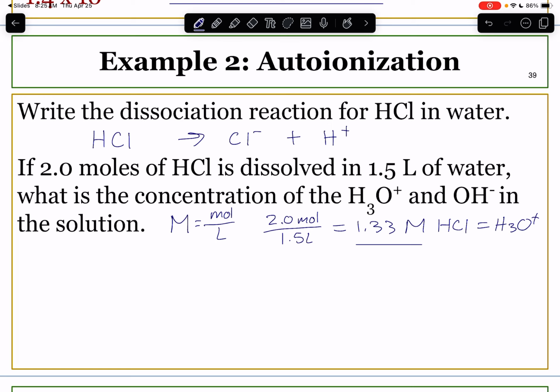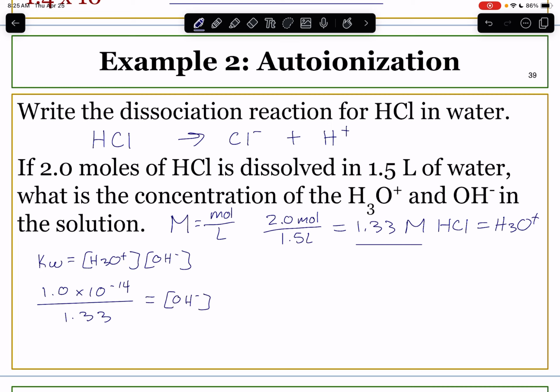Now you might be wondering, where is the hydroxide? We don't have hydroxide in this problem. Well, there's always a little bit of hydroxide in every solution. So, we can take Kw is equal to H3O plus times OH minus. The Kw is 1.0 times 10 to the negative 14. We have the H3O as 1.33, so divide both sides by that, and then we get to solve for hydroxide.